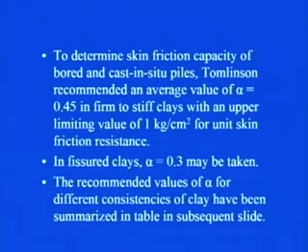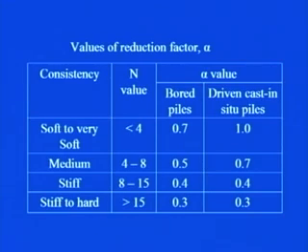The recommended values of alpha for different consistencies of clay have been summarized in this particular table, which you can see here. As I told you, as the consistency of the soil is softer, the value of alpha is greater and it is towards 1. So, you can see here that for soft to very soft, N values are less than 4, N is the standard penetration number that you get from the standard penetration test. In case of bored piles it is 0.7 and in case of driven cast in situ piles it is 1.